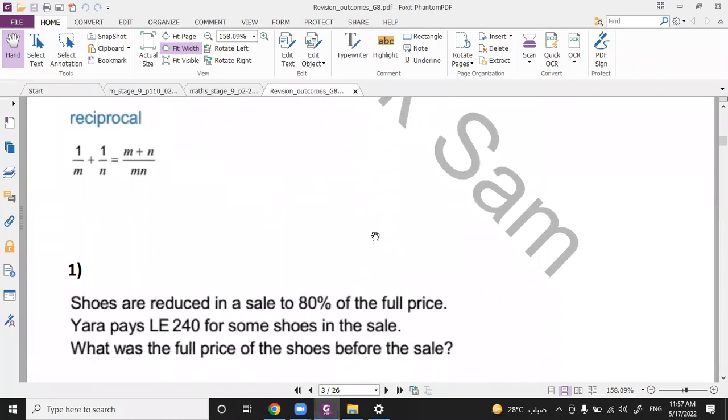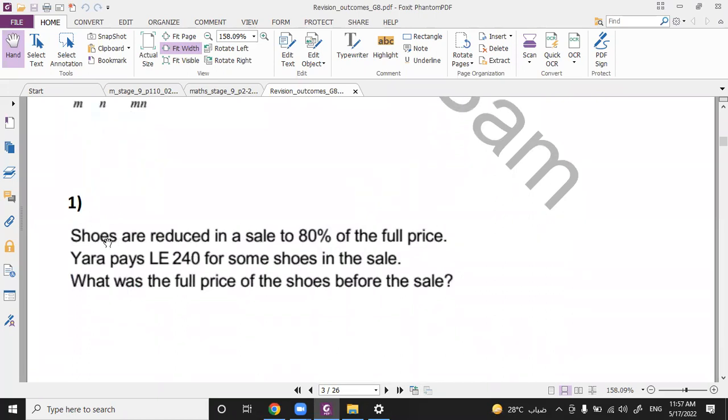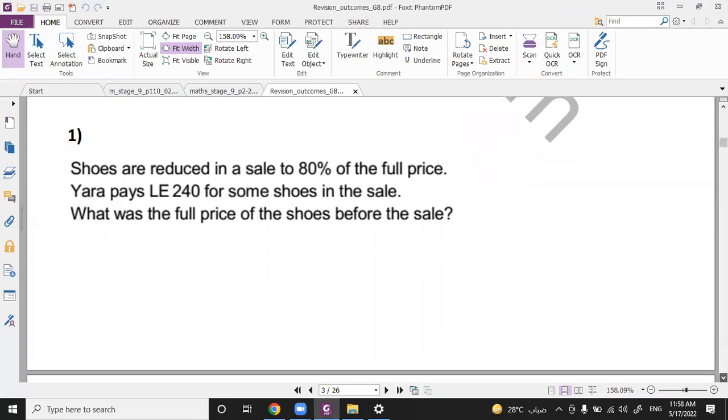How can we deal with percentages? Let's look at this example. Shoes are reduced in a sale to 80% of the full price. Yara pays 240 for some shoes in the sale. What is the full price of the shoes before the sale? Just do it firstly, and then raise your hand if you know.